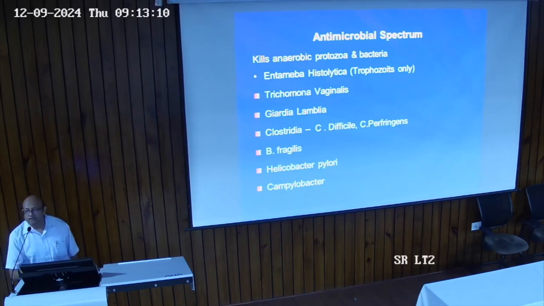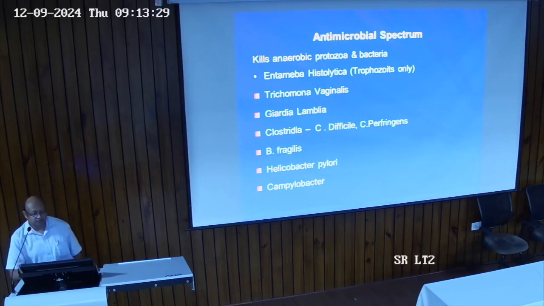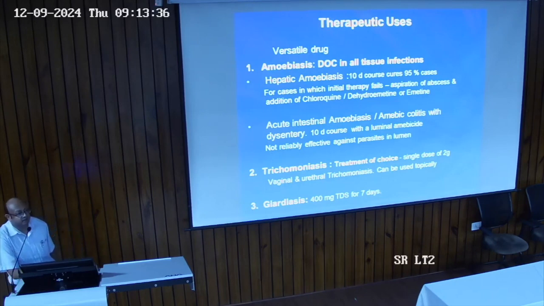What organisms does the drug metronidazole cover? It covers Entamoeba histolytica, trophozoites only, not the cystic phase. Then Trichomonas vaginalis, then Giardia lamblia, Clostridia, that is Clostridium difficile, Clostridium perfringens, then Bacteroides fragilis, Helicobacter pylori, and Campylobacter. So these were the antimicrobial coverages.